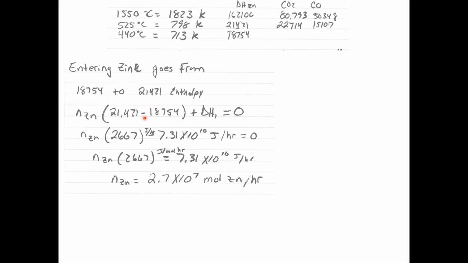This value plus our delta H1 should equal 0. Our delta H1 from the previous slide was negative 7.31 times 10 to the 10 joules per hour. So number of moles times this heat, which we got by basically subtracting this value from this value, should give us 0. We can then move our delta H1, or the heat of cooling the entire mixture, over to the other side of the equation and solve for number of moles of zinc. So we have 2.7 times 10 to the 7 moles of zinc per hour as our answer.